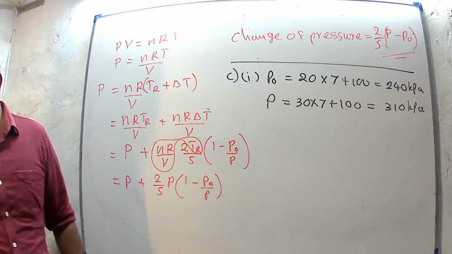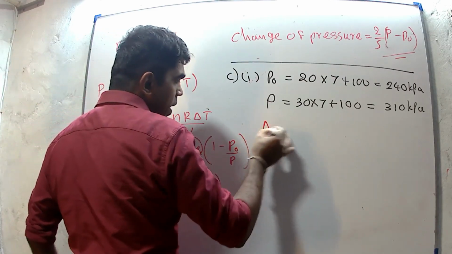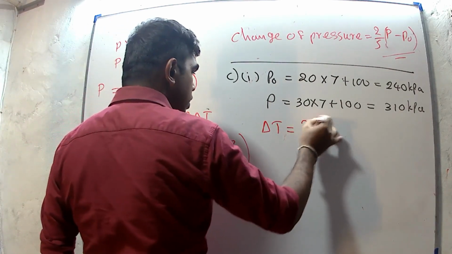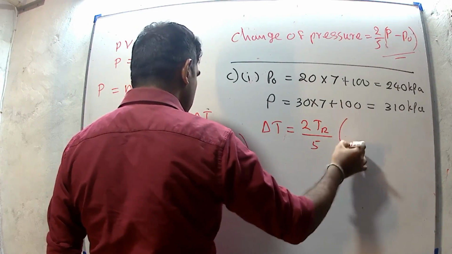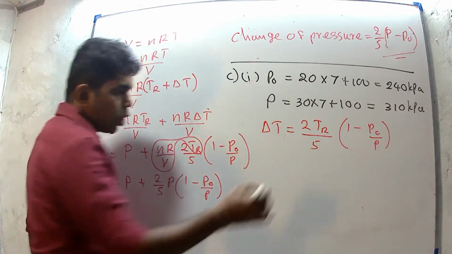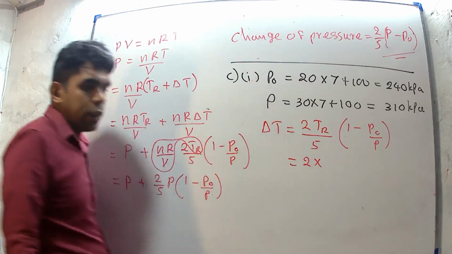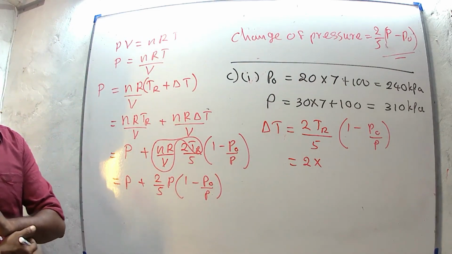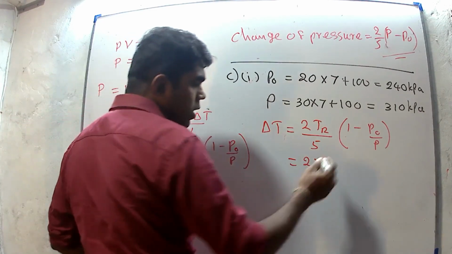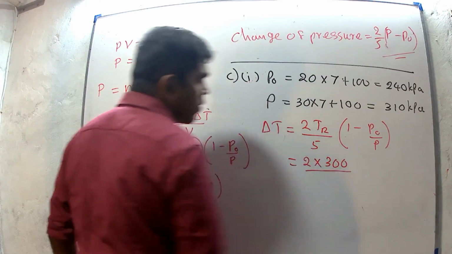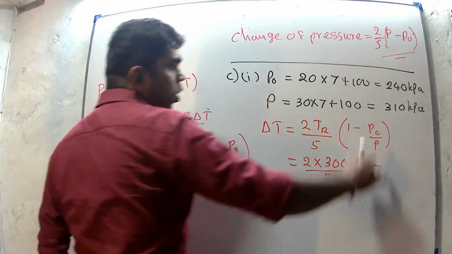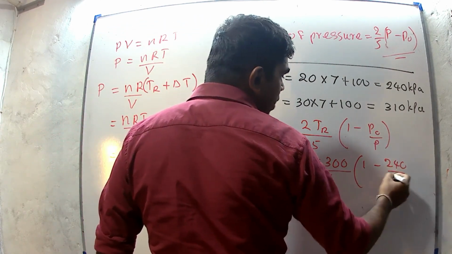Now we can substitute. We have to find the temperature change. Temperature change is 2 Tr divided by 5 times 1 minus P naught over P. Room temperature is 27 degrees Celsius. We have to use Tr in Kelvin. Therefore, we can substitute 300 Kelvin; we have to add 273. Divided by 5. 1 minus P naught is 240 divided by 310.